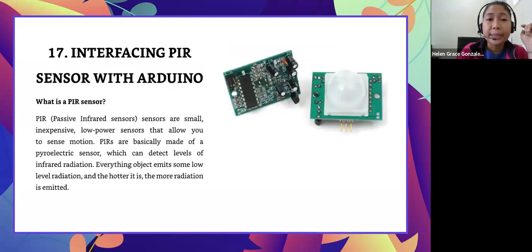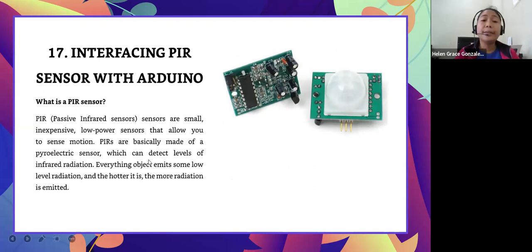Okay? And then, interfacing with PIR. I actually saw that Nomer already used it. Okay, so these are passive infrared sensors. That's why you call it PIR. They are inexpensive, low-power sensors that allow you to sense motion.